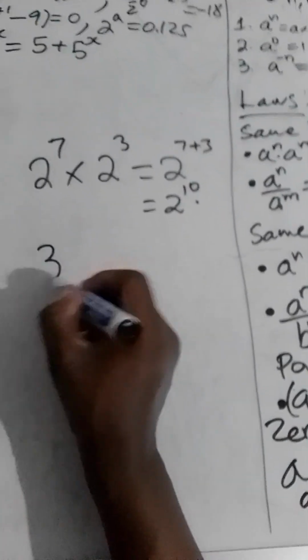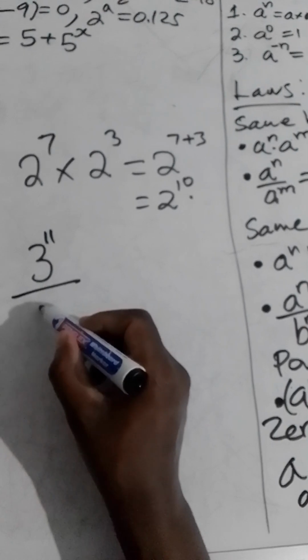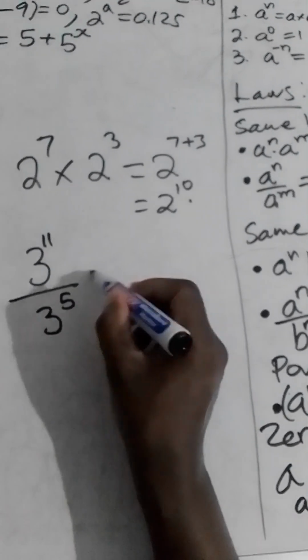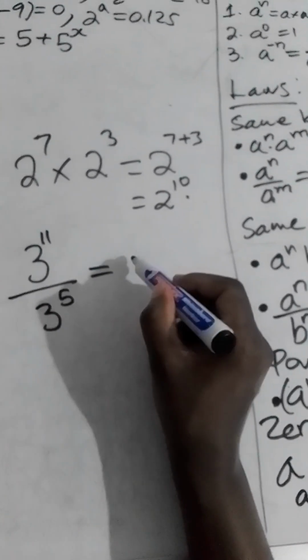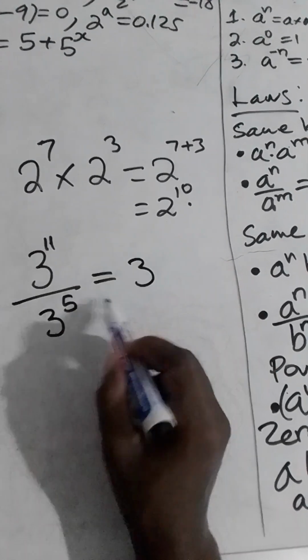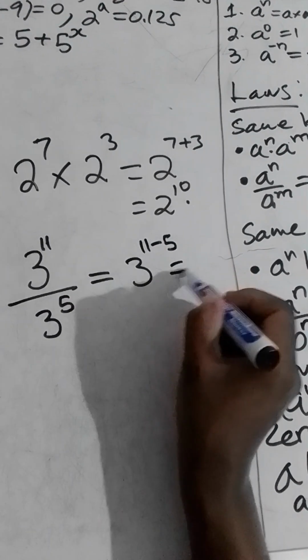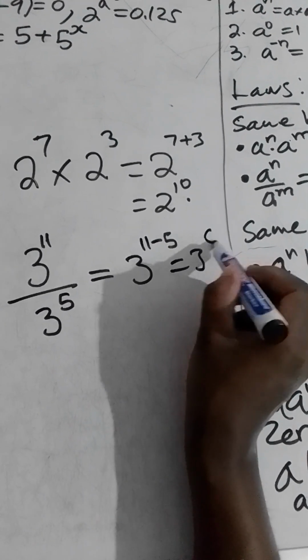And if you have 3 to the exponent 11 divided by 3 to the exponent 5. If you want the exponent that is positive, you'll take the top one minus the bottom exponent. So you take one base, subtract 11 by 5, and you get what? 3 to the exponent 6.